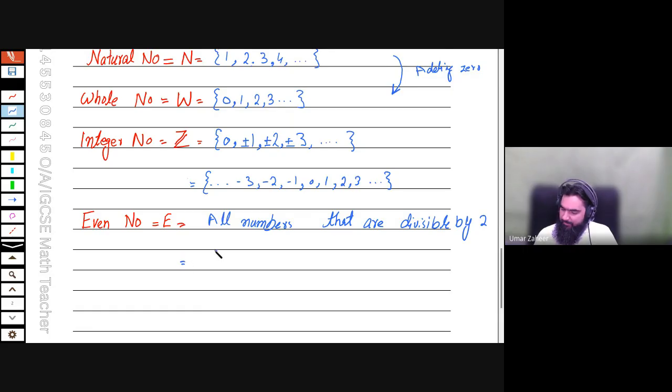Like we have 0 is an even number, 2 is an even number, 4 is an even number, 6 is an even number, 8 is an even number, 10 is an even number, 12 is an even number, 100 is an even number. So all those numbers that are divisible by 2 are known as even numbers.